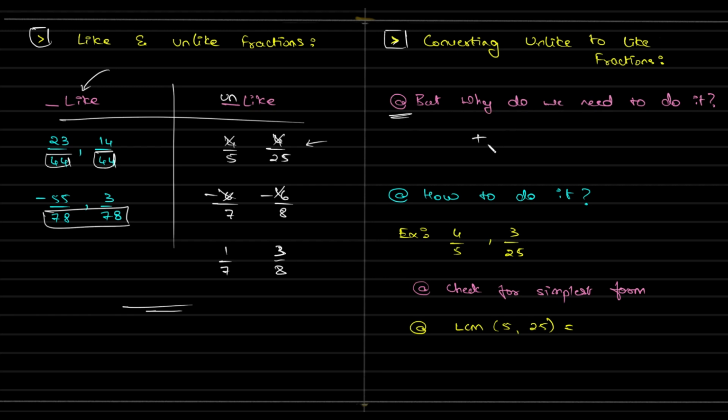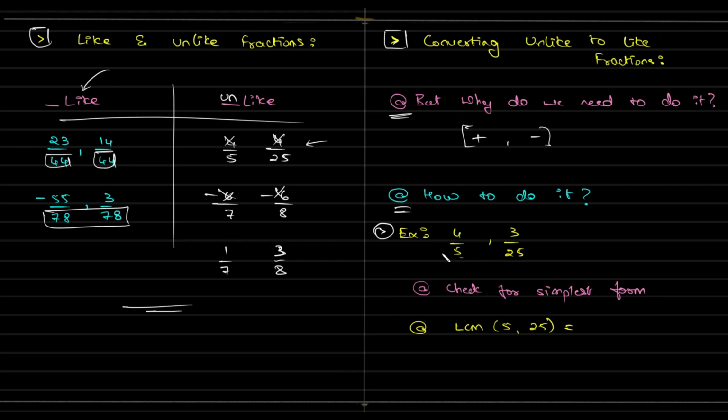As I told you, it helps in adding and subtracting fractions. Of course, it will help at other points of time also, but the main thing is to add and subtract. You need to convert fractions from unlike to like. Next question is, how do we do it? For that, I'm considering an example: 4 by 5, 3 by 25.